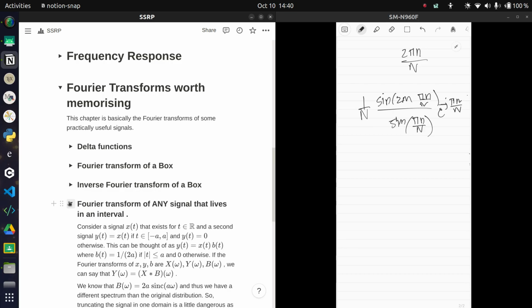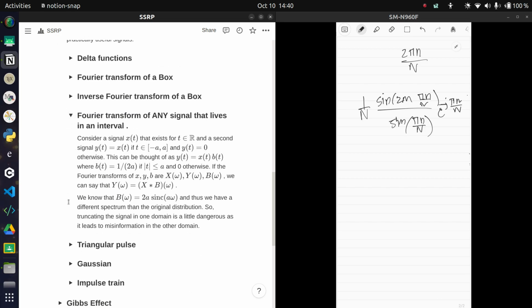Fourier transform of any signal that lives in an interval. When we say it lives in an interval, you can think of it like being a periodic extension, the way it should be, multiplied by the box function. So it is in fact that you're taking the convolution between the spectrum of the box function and the spectrum of the original signal that you had.